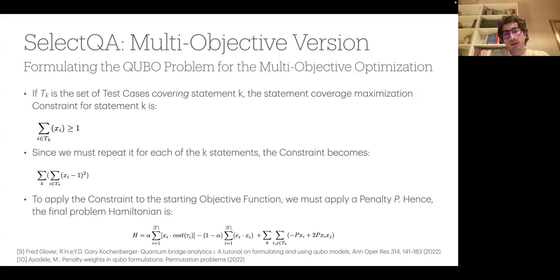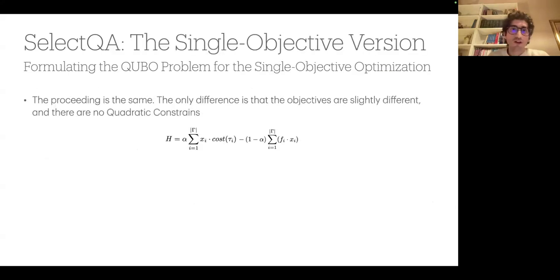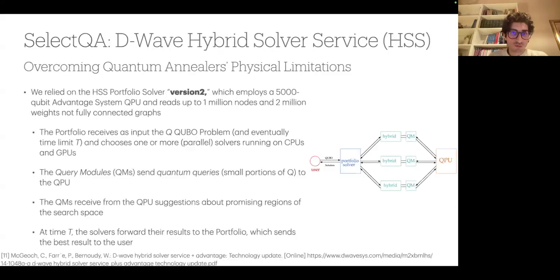The value of the penalty can be empirically obtained with different methods. We used in particular the upper bound method. So we set the penalty as slightly higher than the upper bound of the initial objective function. Regarding the single objective version of SELECTQA, it was much easier because both of the selection criteria could be expressed linearly. So we just obtained this linear equation to solve.